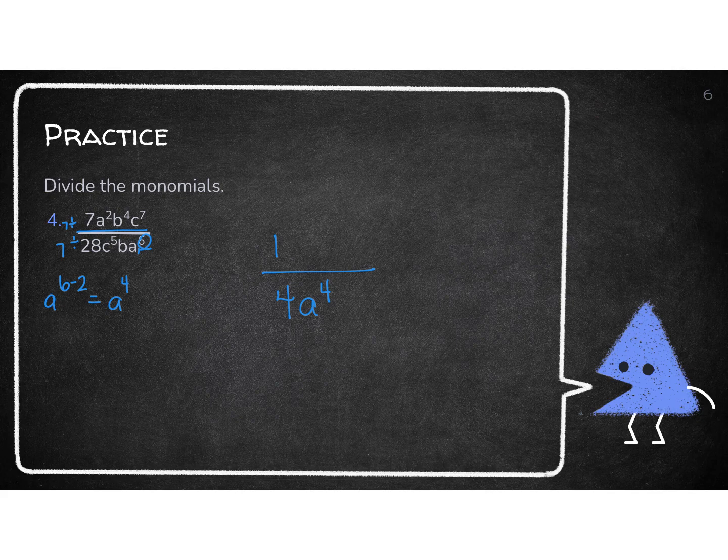I'm going to deal with my b's now. I have a b to the 4th on top and a b to the 1 on bottom. So b to the 4 minus 1 is going to give me b to the 3rd. Bigger number was on top, so I'm going to put b to the 3rd on top. Deal with your c's, c to the 7, c to the 5th. So I'm going to do 7 minus 5. It's going to give me c squared. And the big number was on top, so it's going to stay on top.